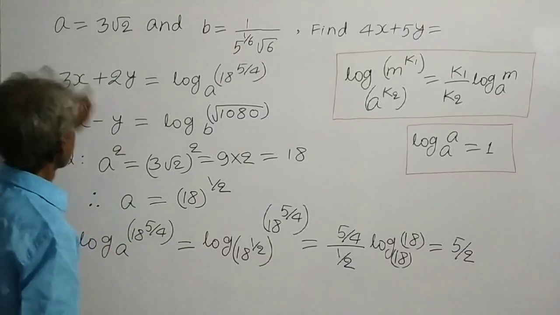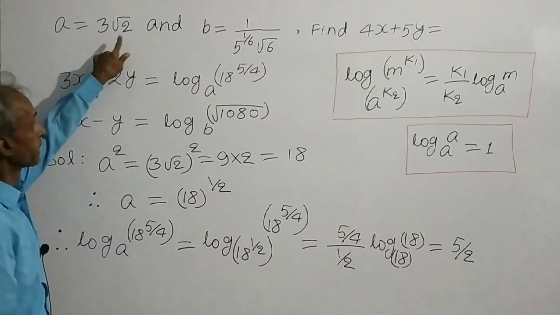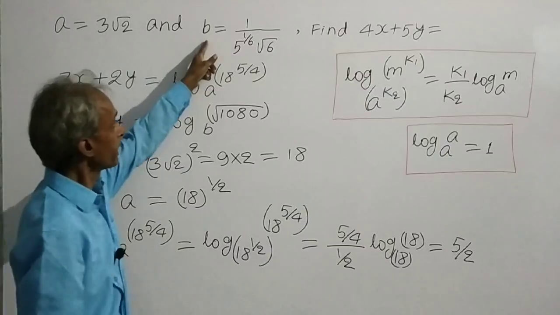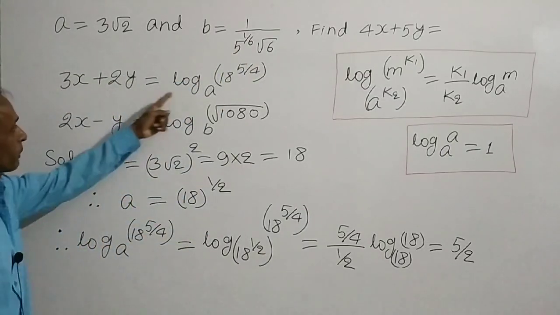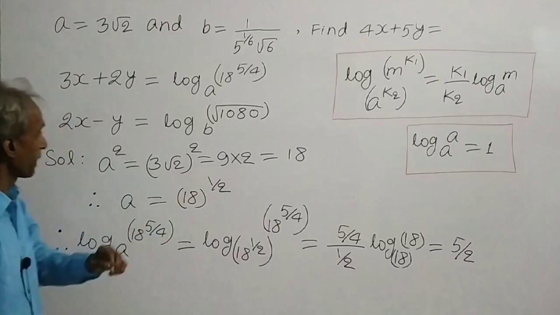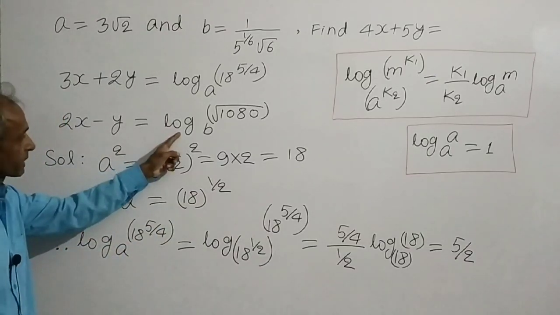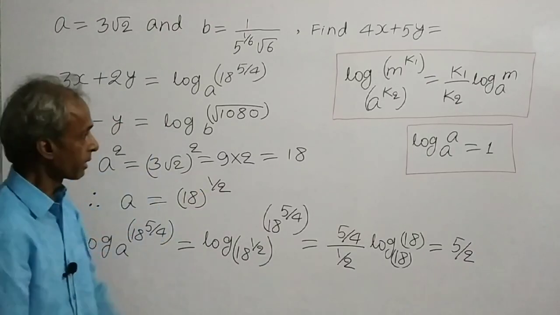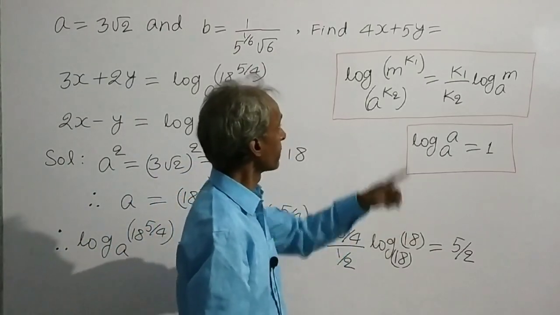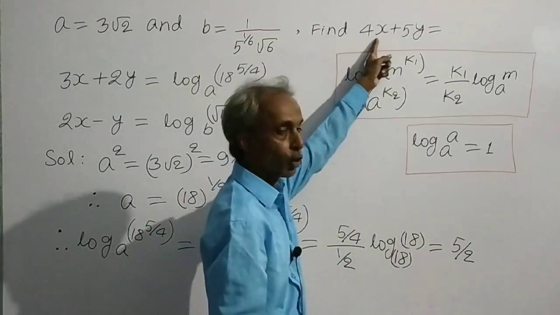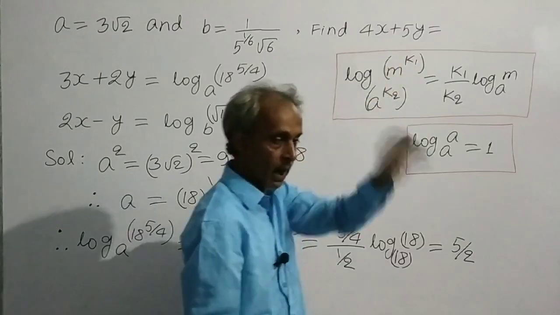In this question, A is given, B is given, this equation is given, this equation is given. We are asked to find value of 4x plus 5y.